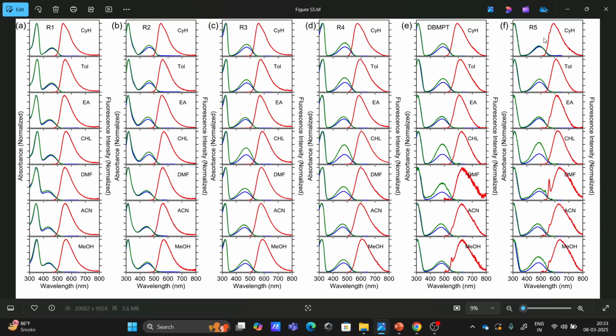Now let me tell you, my R1 is very, very emissive. When I go from R1 to R5, the emission quantum yield decreases very much. That's why in R5 we can see the Raman scattering in the emission spectra itself. You can also see the same thing for this molecule DBMPT in acetonitrile or methanol. Even in methanol, acetonitrile, DMF for R5, and ethyl acetate, you can see the Raman scattering. These peaks are actually Raman scattering.